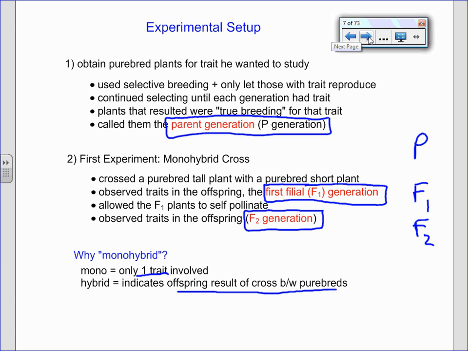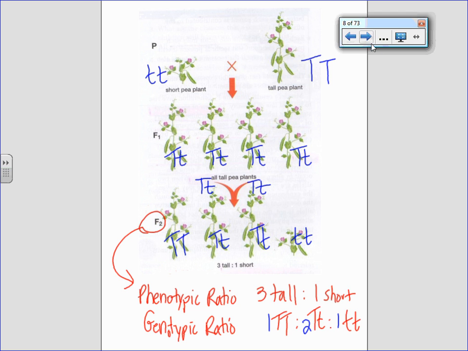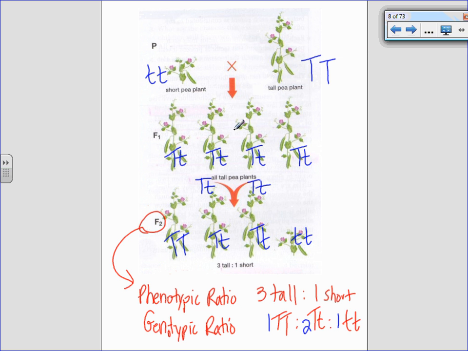Okay, so you should understand what monohybrid means. When he did the monohybrid cross, the parents are the purebreds, so tall and short. Okay, when you're talking about that particular trait for the height of the plant, so tall and short were mated to get the first filial generation. And he looked at those offspring, then he mated them with themselves, and he looked at their offspring, the second generation.